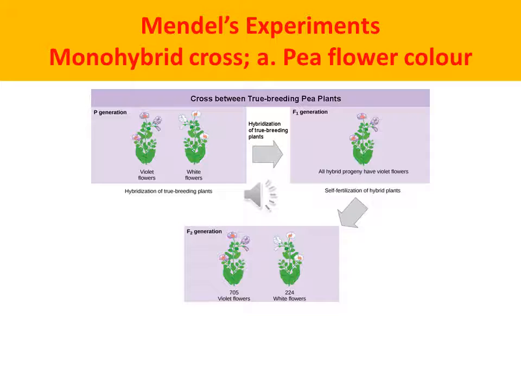Then, allowing these F1 generations of violet flowers to crossbreed themselves, it gave rise to plants having both violet and white flowers in the ratio of 3:1. That's violet having ratio 3, that's 3/4 being violet color, and only 1/4 having white color.